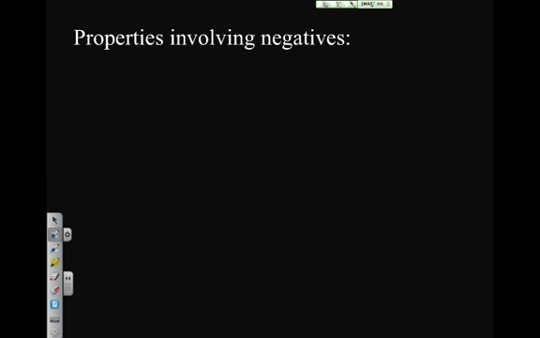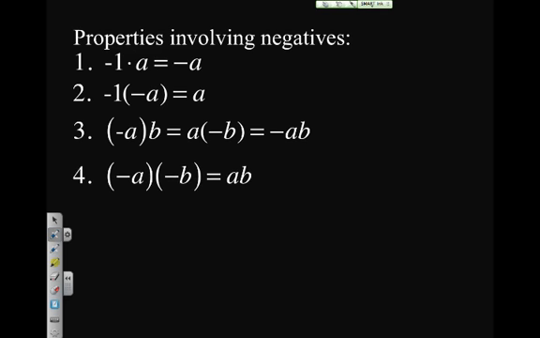Some properties involving negatives. If we have negative 1 times any number, you get the opposite of that number. And again, we represent the opposite of a number with a negative sign in front of the value. If you have negative 1 times the opposite of a, you get a. Got a couple of them there. If we have negative a times b, that's the same as a times the opposite of b, or that's also equal to the opposite of ab. Then if we have the opposite of a times the opposite of b, that equals ab.